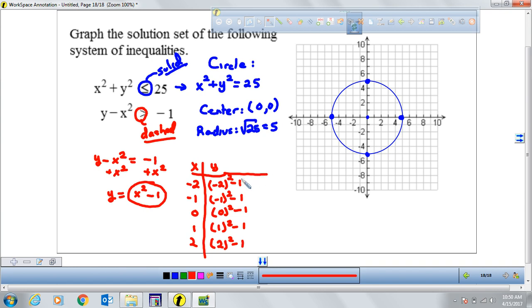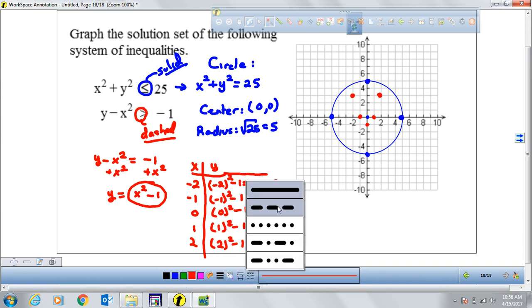What are we going to get? -2 squared is 4, minus 1 is going to give us a 3. -1 squared is 1, minus 1 gives us a 0. 0 squared is 0, minus 1 is -1. 1 squared is 1, minus 1, which is also a 0. 2 squared is 4, minus 1, which is going to be a 3. So the points for this dashed parabola are going to be (-2, 3), (-1, 0), (0, -1), (1, 0), and (2, 3). And like we said, this one is going to be a dashed parabola.